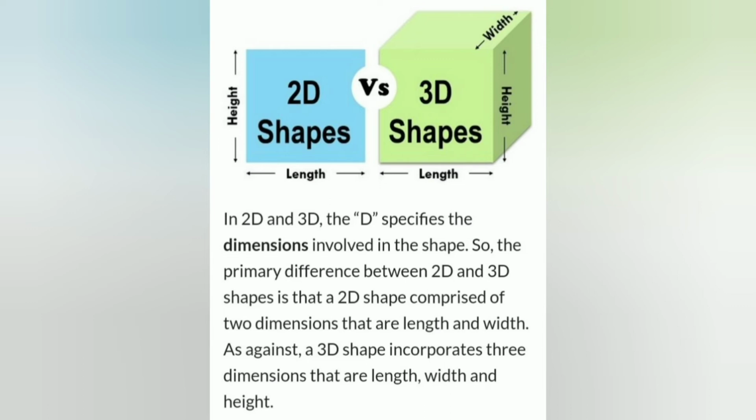In 2D and 3D, the D specifies the dimensions involved in the shape. So the primary difference between 2D and 3D shapes is that a 2D shape comprises two dimensions, that are length and width, as against a 3D shape that incorporates three dimensions, that are length, width and height, and you can clearly see on your screen.